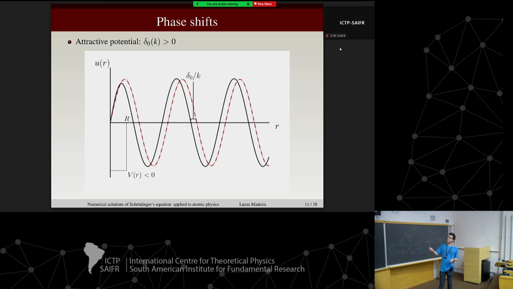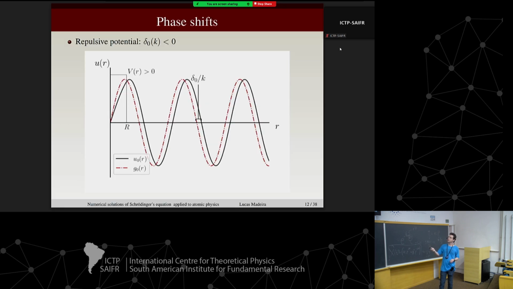All right. So this was for an attractive potential. You can also have the same thing for a repulsive potential. For a repulsive potential, again, the dashed dotted line is the free particle solution. If I put something that's repulsive, it wants to push my particle away from the origin, right? So the wave function gets pushed. Now the wave function with the potential is ahead of my free particle solution. Then I'm going to define this as a negative phase shift. Okay, it's just the opposite situation to the previous figure.